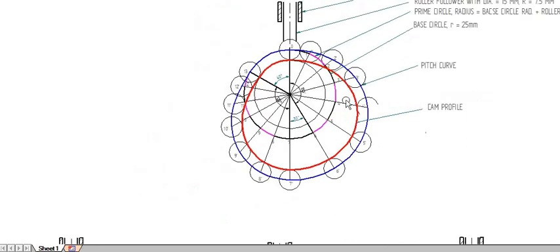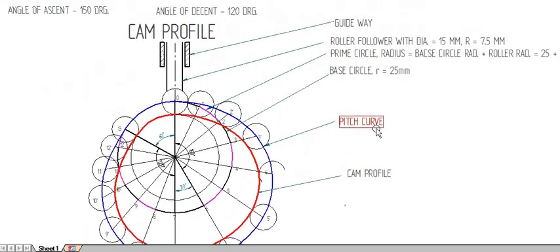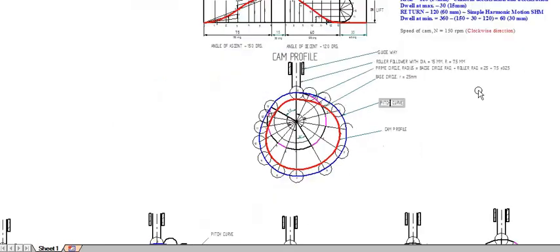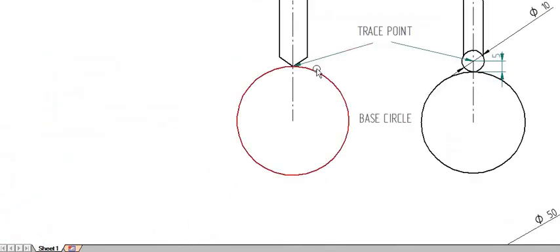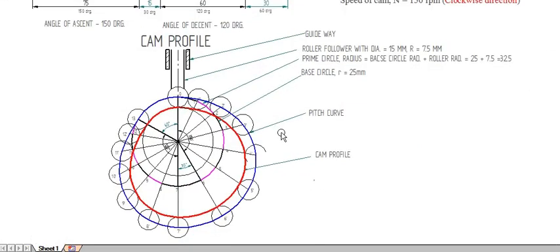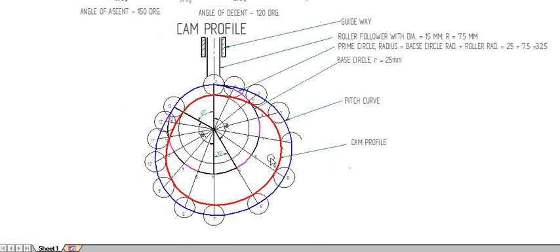So there are two extra components in this. One is the prime circle and another is the pitch curve. That occurs because the trace point is away from the base circle. In a knife edge follower, the trace point lies on the base circle. So the prime circle and base circle are the same, and the pitch curve and the cam profile are the same. But in this case, both are different. That is the difference when we are using a roller follower. Thank you.